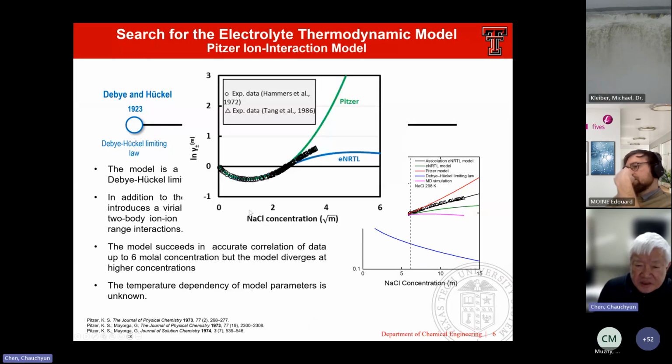I want to also emphasize that with the Pitzer model, at higher concentration, it diverges. Again, for sodium chloride, it represents the data well up to 6 molar, but after that, it diverges. And of course, when we deal with 6 molar or 10 molar or 100 molar electrolyte solution, the gamma from the Pitzer model will be extremely unreasonable.